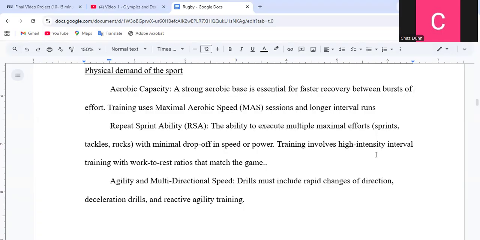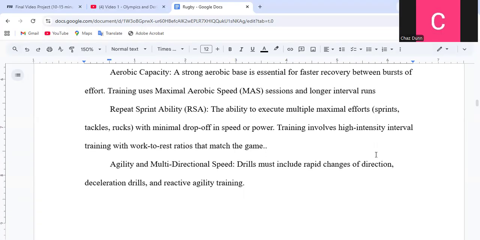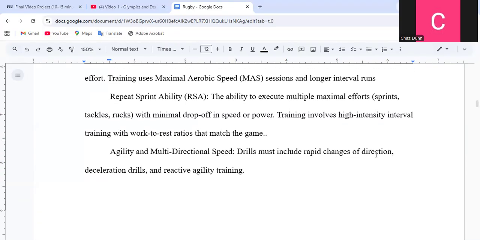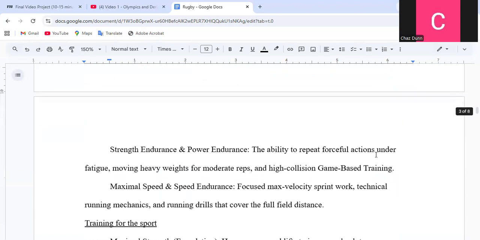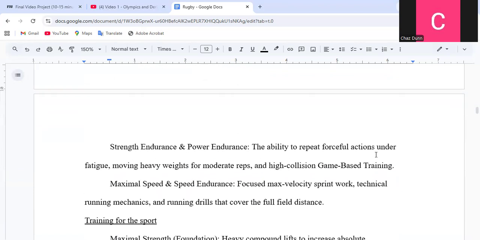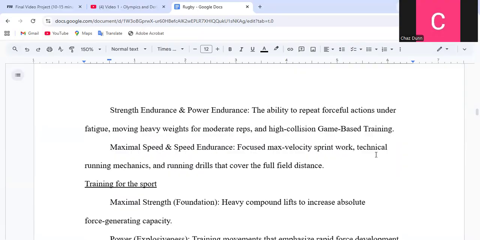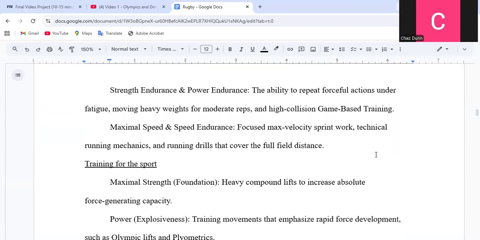You have agility and multi-directional speed. These drills must include rapid changes of direction, deceleration drills, and reactive agility training. Going on to strength endurance and power endurance, the ability to repeat forceful actions under fatigue, moving weight for moderate reps, and high collision game-based training. And then lastly, you have maximal speed and speed endurance, focusing on max velocity sprint work, technical running mechanics, and running drills that cover the full field distance.